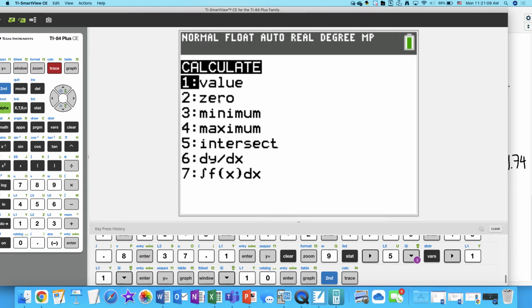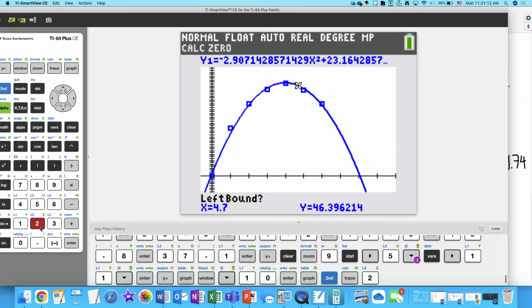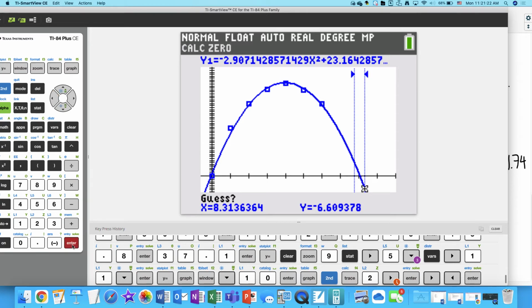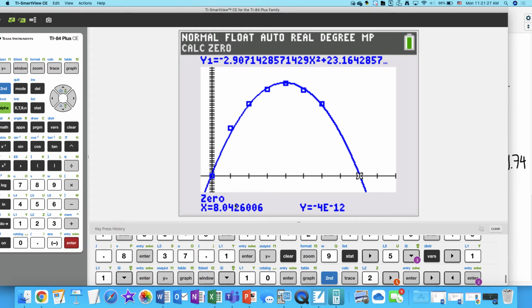By the way, I'm glad that this came up. Do you guys know what this means? Negative 4e negative 12? Yeah, it's scientific notation. So the calculator isn't perfect. But this is essentially negative 4 times 10 to the negative 12, which is basically 0. So when you see that, it's just 0. So 8.04 hours. So the domain of this function is 0 hours is less than or equal to x, which is less than or equal to 8.04 hours.